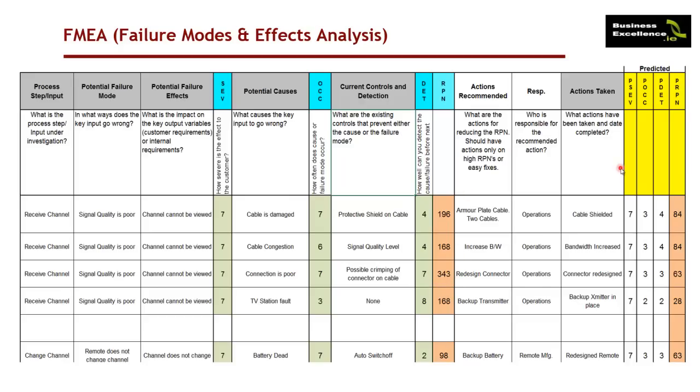On this part of the table, we identify what potential actions we can take. In terms of the cable, maybe we armor plate the cable, or maybe we have 2 cables. We identify who's going to do it, what the action is, and then what the potential severity, the potential probability, and the potential detectability are in the future, which gives us a new priority number. In that case, we can identify what the potential solution would be, and then predict what the future failure mode is going to be. So this is an example of using the failure mode effect analysis concept to identify failure modes in any process.